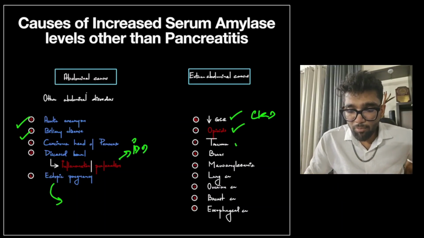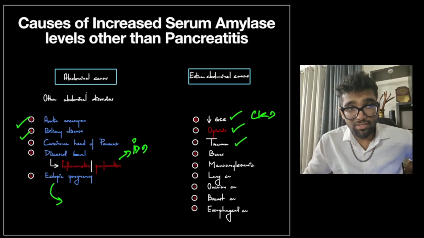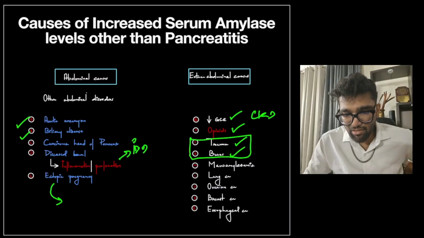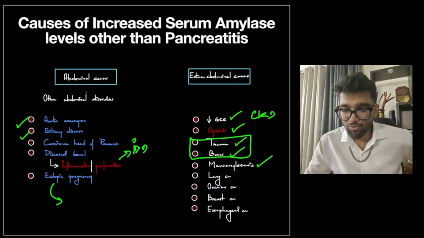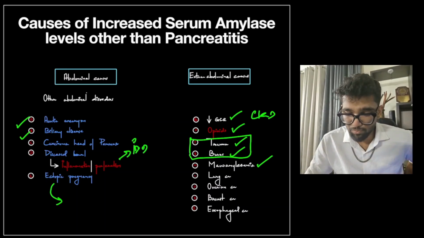Then there can be trauma, and like I said, trauma can cause pancreatitis. Trauma can itself just cause hyperamylasemia, and so can burns. So these are two situations where clinically pancreatitis can be overcalled. So you need to be a little careful about that. Then there is macroamylasemia, in which the patient always has an elevated serum amylase level, resulting in false positivity in around 2 to 4% of the population.